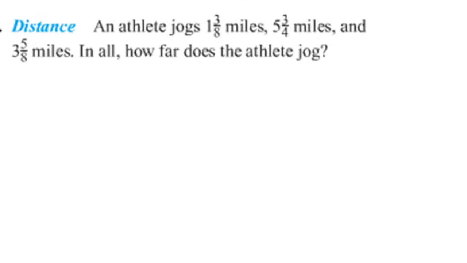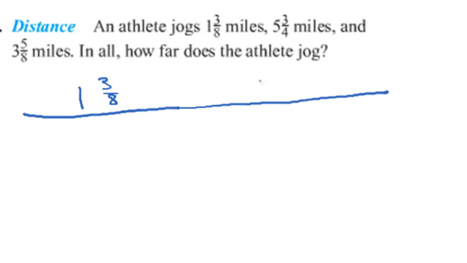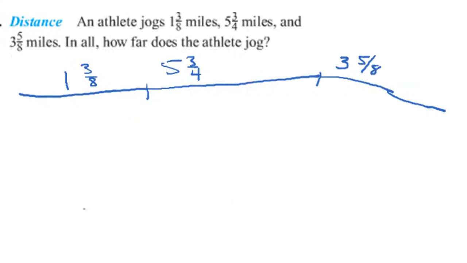This problem says that an athlete jogs 1 3/8 miles. Then 5 3/4 miles. And then 3 5/8 miles. Okay, so let's suppose this is our athlete and he jogs 1 3/8 miles, then jogs another 5 3/4 miles, and then another 3 5/8 miles. In all, how far does the athlete jog?